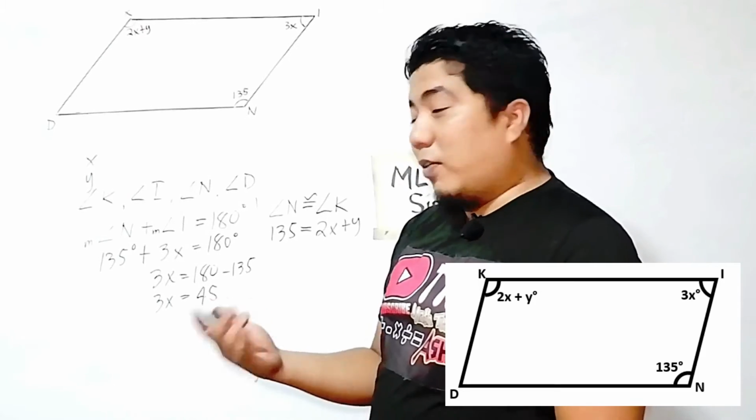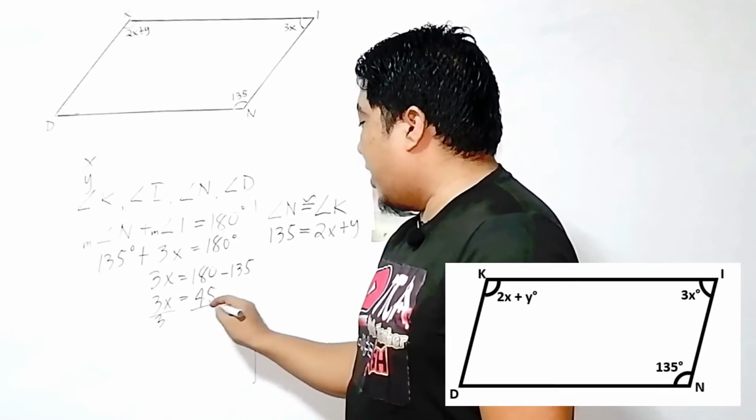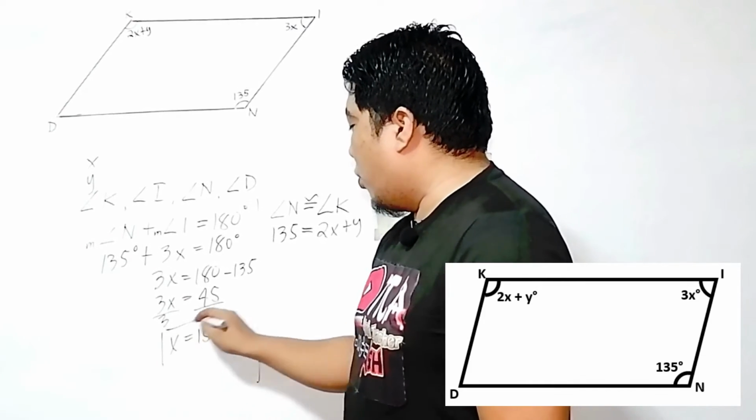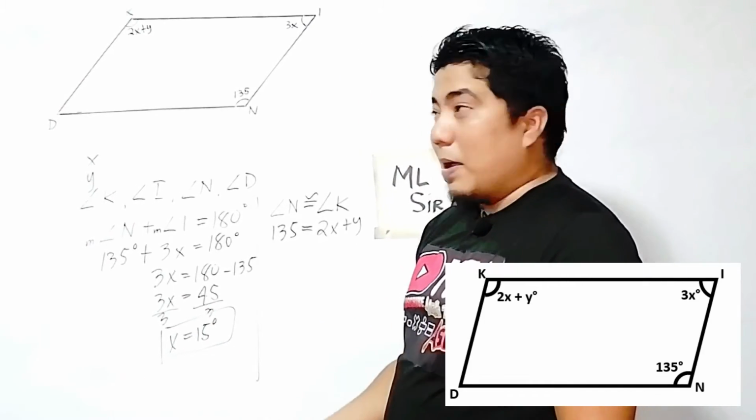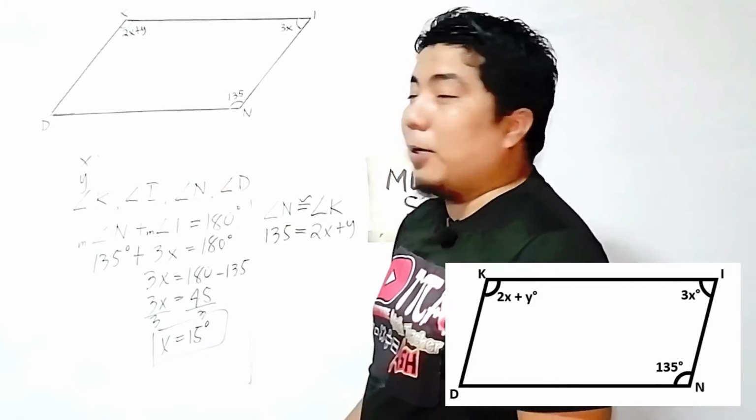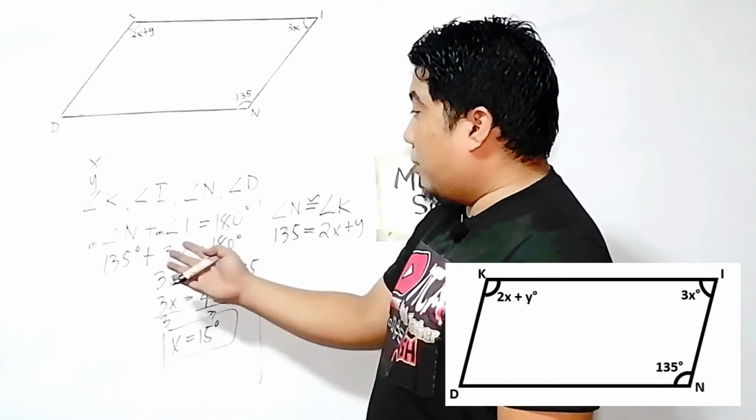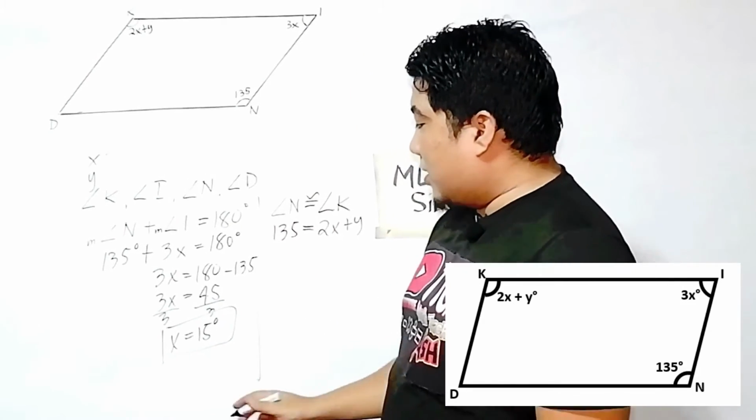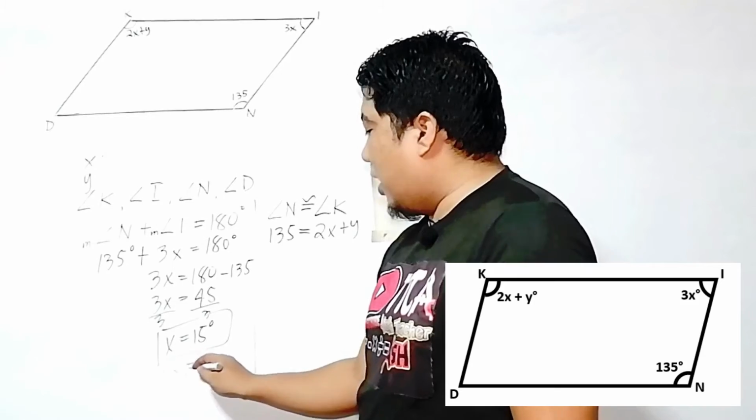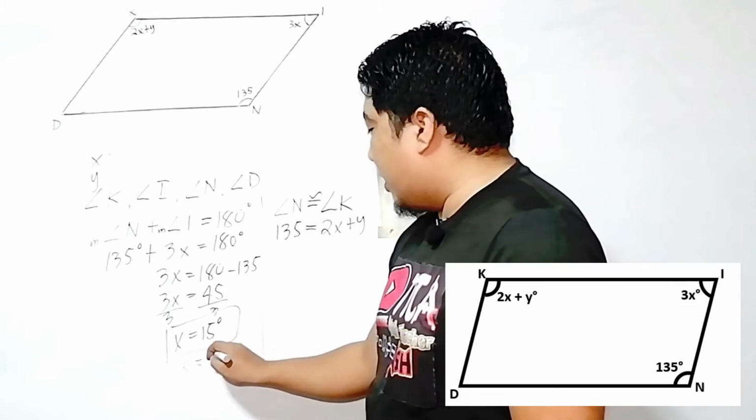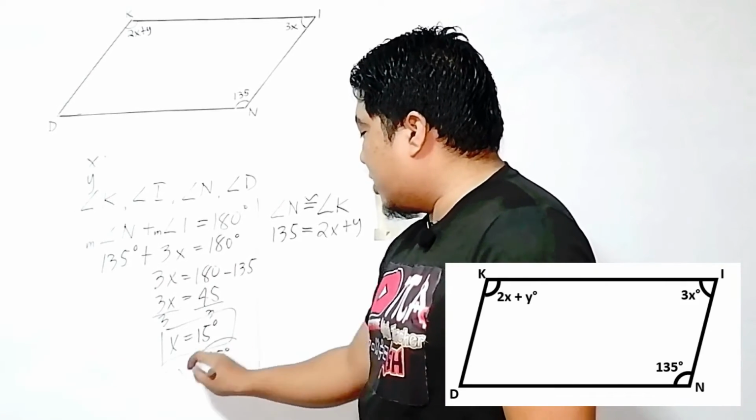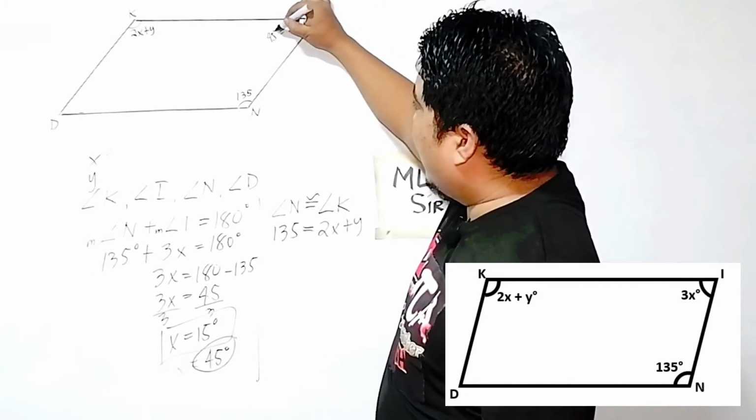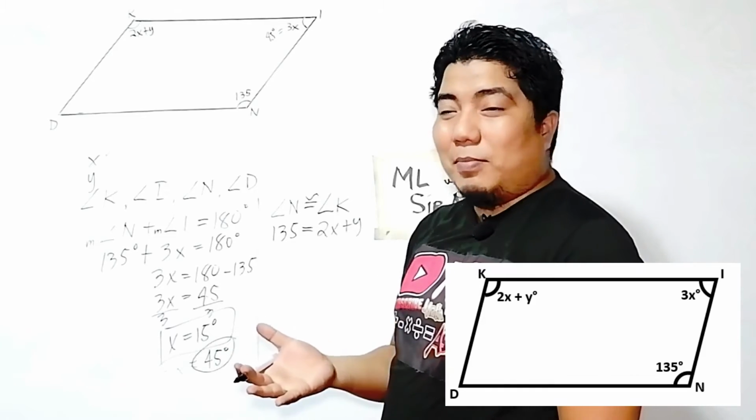In order for us to solve for the value of x, we divide both sides by 3 and we have the value 15 degrees for our x. Okay, but that only answered this problem. Now, how do we solve for the measurement of angle I? So, since angle I here is 3x, that means 3x is equal to 15 times 3, and that is 45 degrees. So, we have the value here as 45 degrees. Easy, right, my dear math learners?